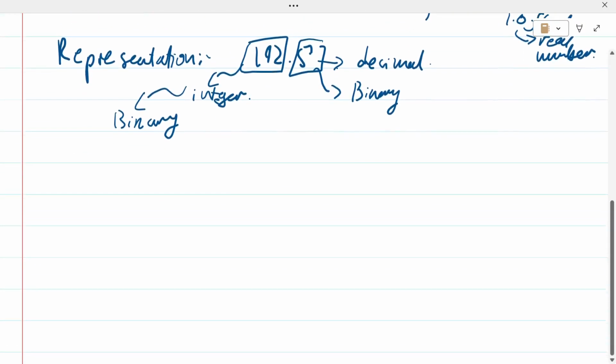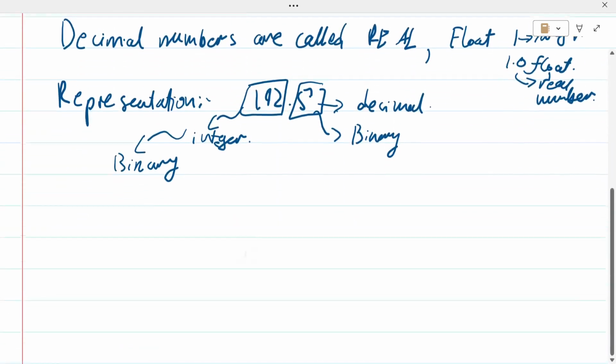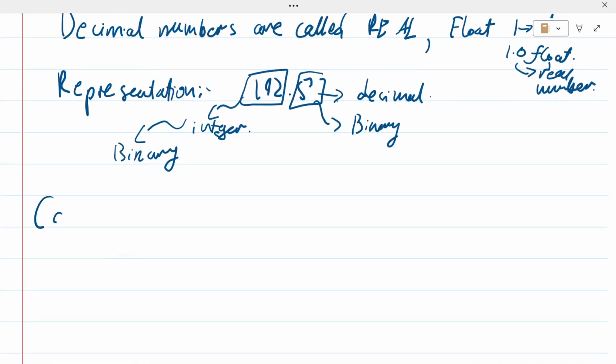So this is case one. This is what we are going to be learning today. Case one here is the following. You have been given a floating point number, or a decimal number, and you have been asked to convert it into a binary number.